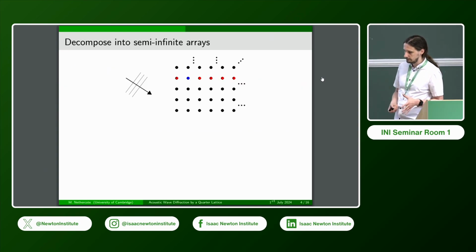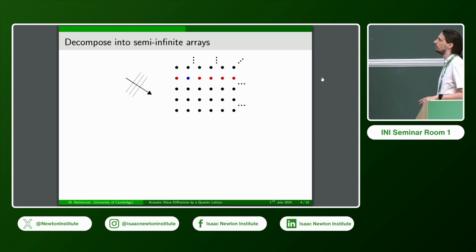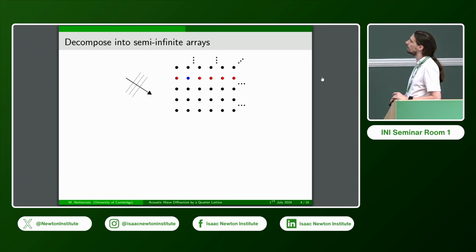So for the first method, we split this lattice into an infinite series of rows. Equivalently, we can do the same thing but split it into columns instead, but without loss of generality, we're doing rows in this talk.